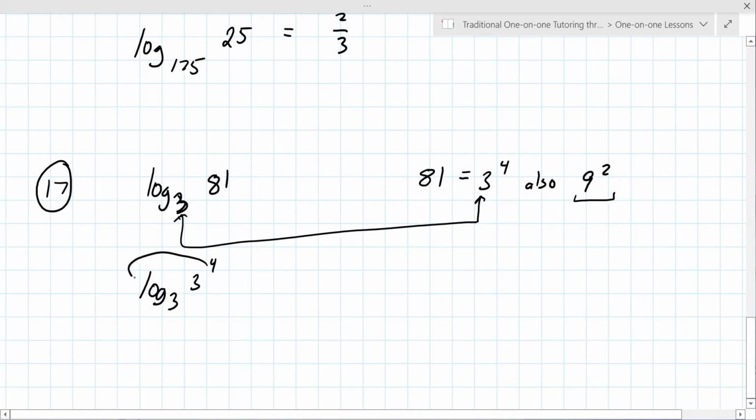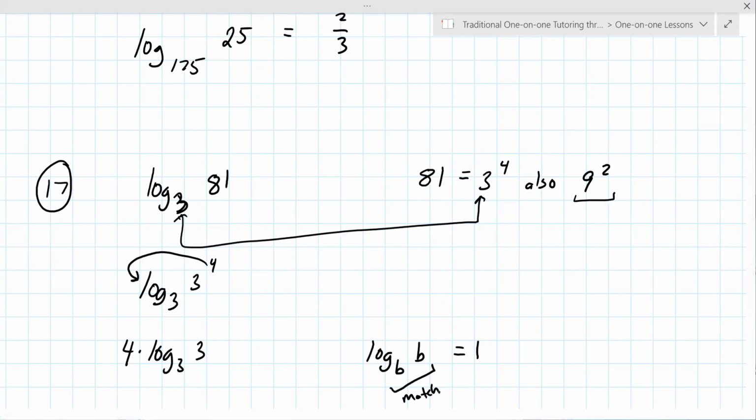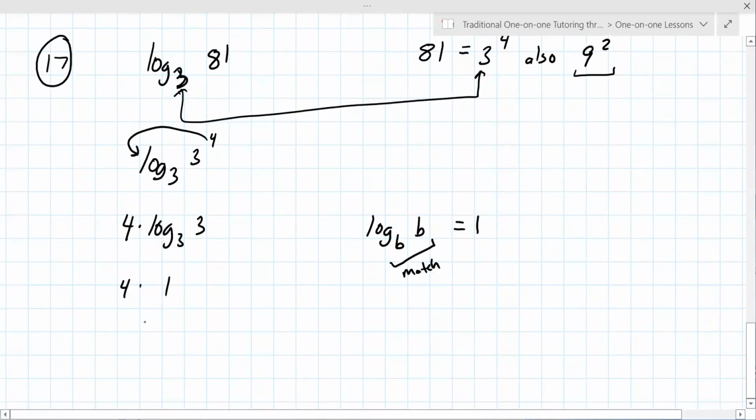So you're going to bring that 4 out in front, 4 times log base 3 of 3. And this is a property now, log base b of b equals 1. It equals 1 because these match, the base and the thing you're taking the log of. So this means that it's 4 times 1, which is just 4. And you could say, well, is it just always the exponent? Well, yeah, it is. But if there's something out in front, then that affects it. So it's good to work through the progression just in case there's a little extra wrinkle for it.